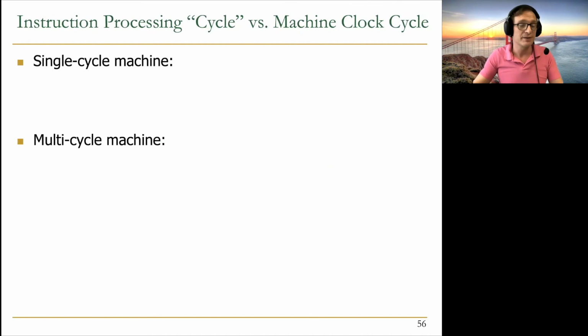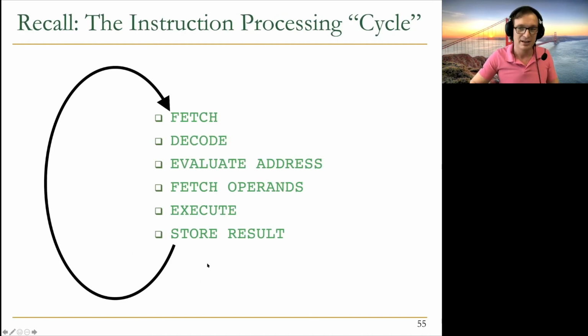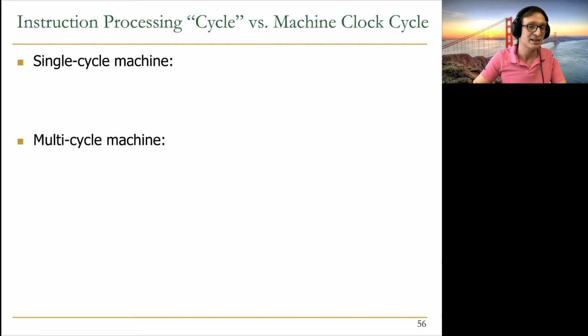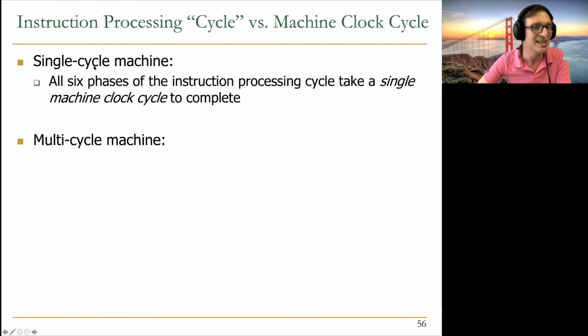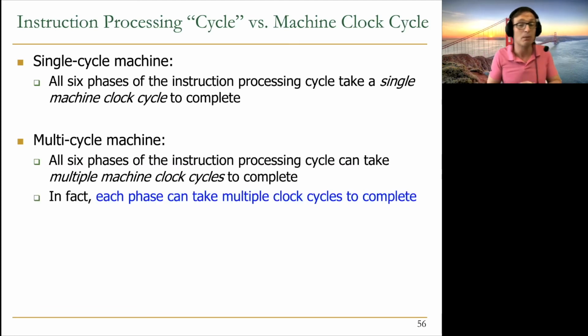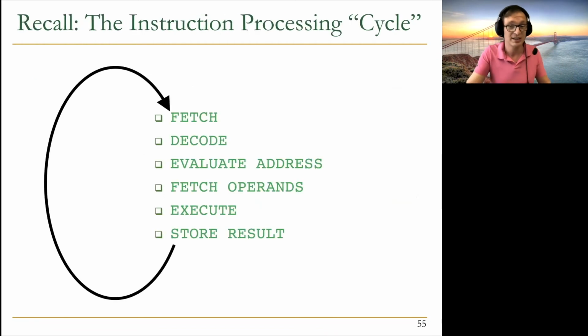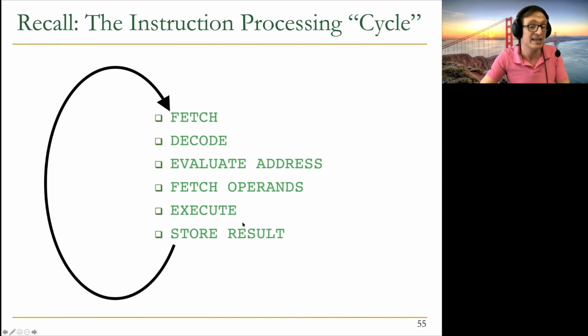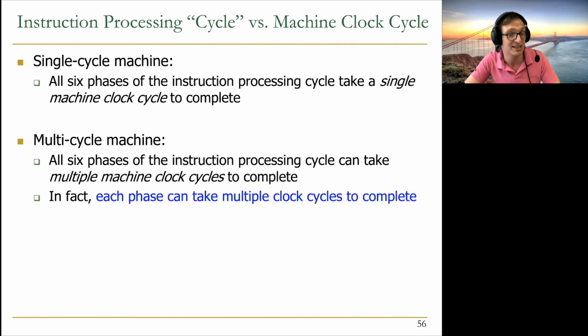If you take a look at the instruction processing cycle and a machine clock cycle, unfortunate naming, single cycle refers to a single clock cycle in this case. All 6 phases of the instruction processing cycle take a single machine clock cycle to complete. Whereas in a multi-cycle machine, all 6 phases can take multiple machine clock cycles to complete. In fact, each phase itself can take multiple clock cycles. For example, fetch operands can take 5 clock cycles. Fetch itself can take 5 clock cycles, or an arbitrary number of cycles depending on where the data is. Execute can take 2 clock cycles, depending on what you're executing. Basically, as a designer, you have a lot of freedom in a multi-cycle machine.